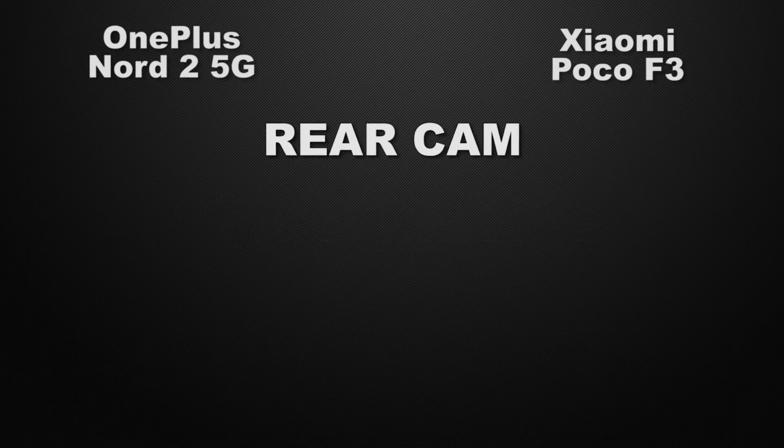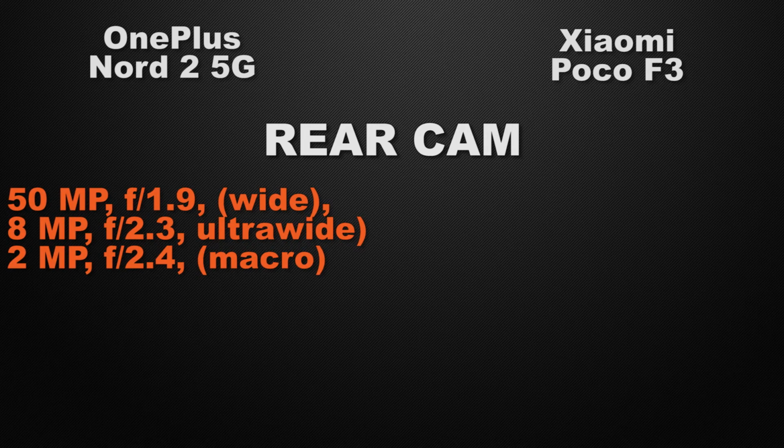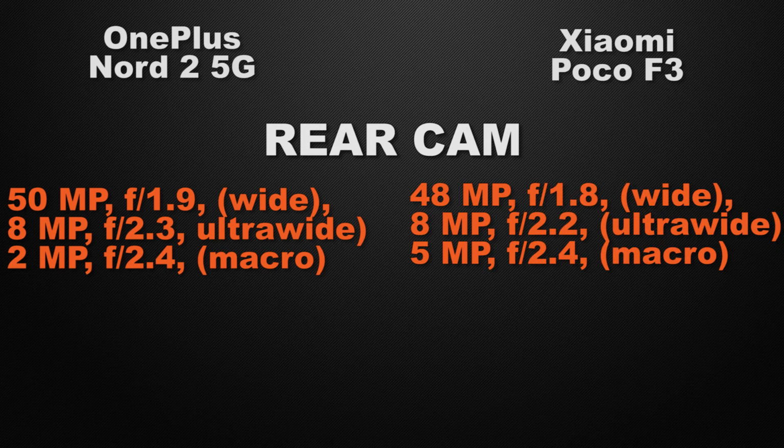Let the comparison start with the camera of the devices. Talking about the rear camera of the devices, Nord 2 has a triple camera setup: 50 megapixel wide camera, 8 megapixel ultra wide camera, and 2 megapixel macro camera, whereas F3 comes with a triple camera setup: 48 megapixel wide camera, 8 megapixel ultra wide camera, and 2 megapixel macro camera. So the winner here is F3 because it has a lower aperture which can take less noisy photos in low light conditions.